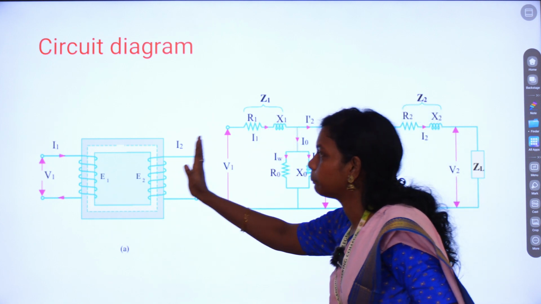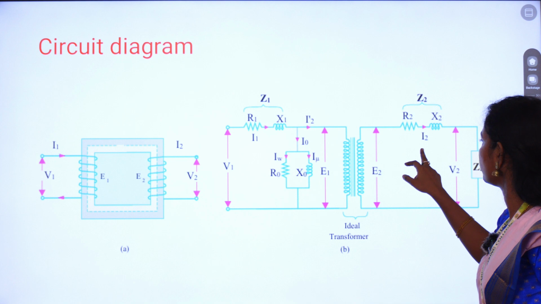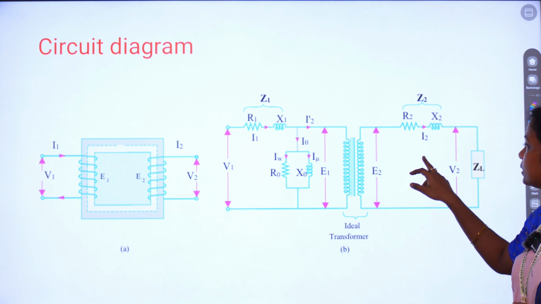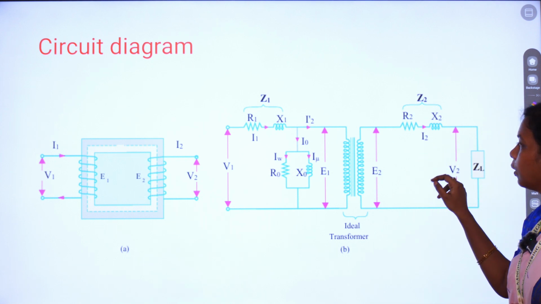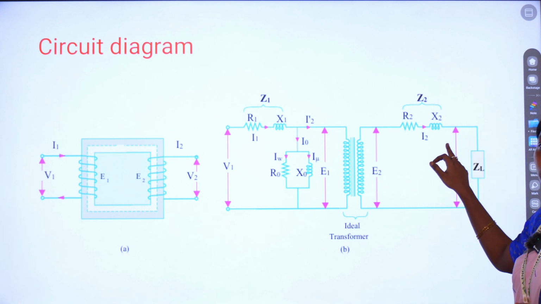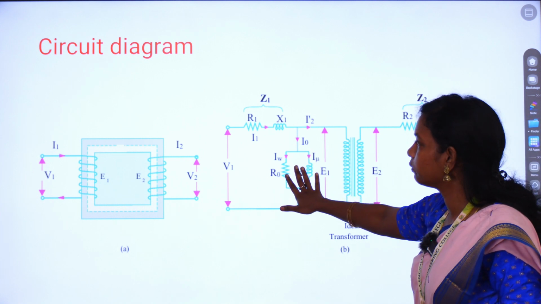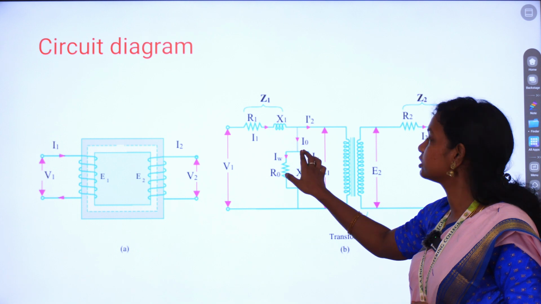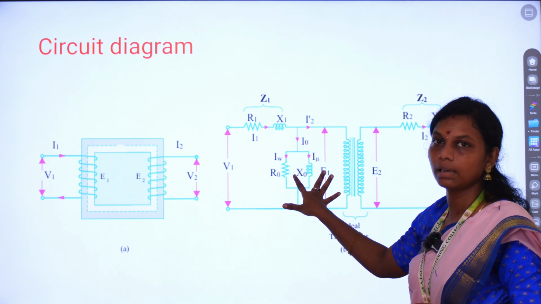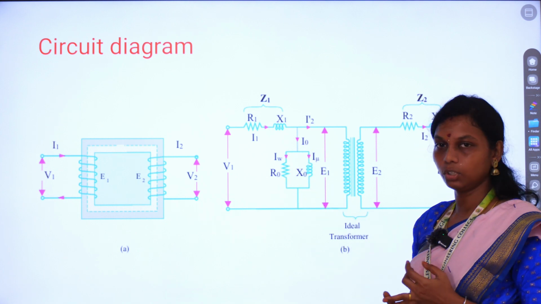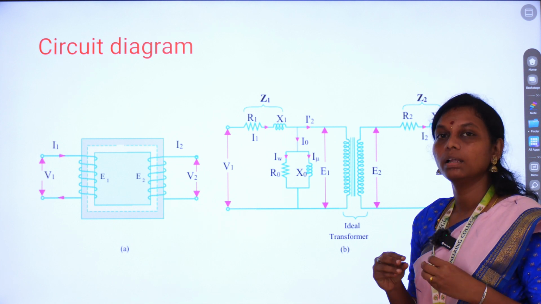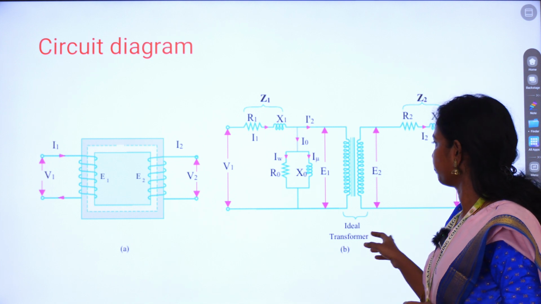While referring to the primary side, we have one more current which is known as I2, the loaded current. Here the secondary side will be loaded, and the no load current will be represented as I0, which will be separated as IW and IMU. These are the main concepts which we have to know while representing the equivalent circuit.